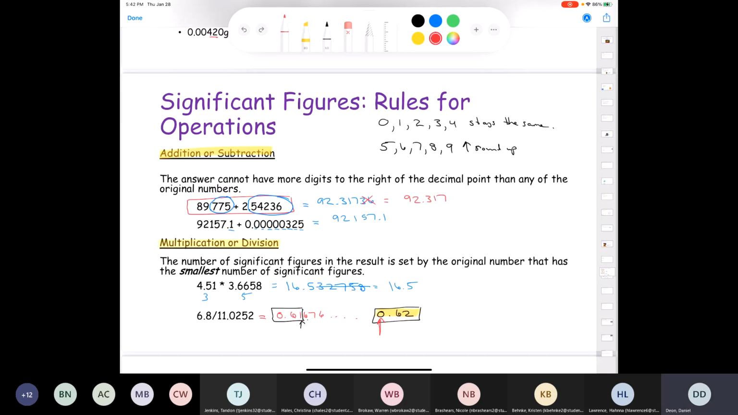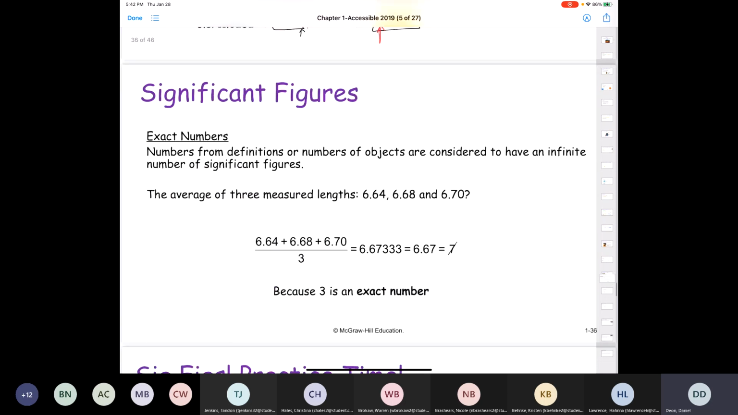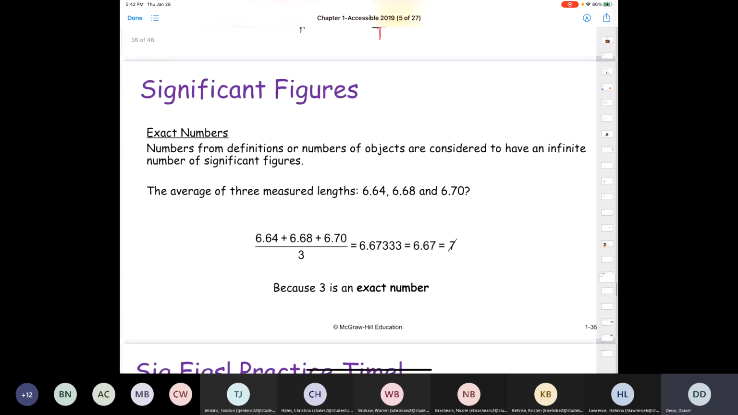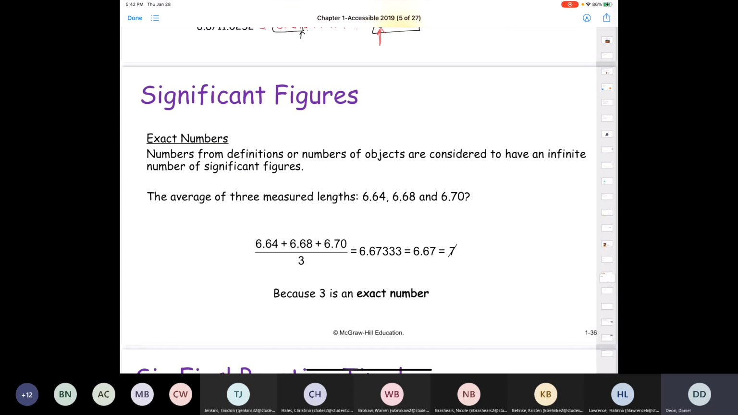So we've gone over the rounding rules, we've gone over addition and subtraction, multiplication and division, significant figures. Let's talk a little bit more about significant figures. Specifically, I want to talk about what are called exact numbers. Exact numbers are something that we're used to using in our everyday life. Let me explain.